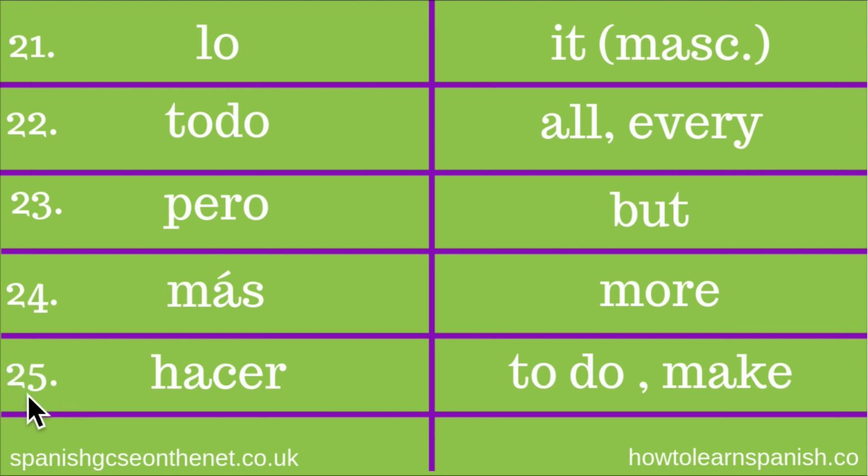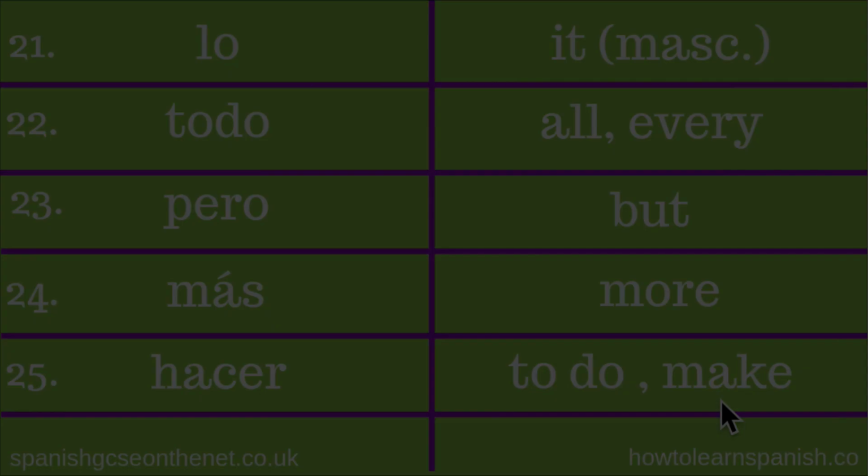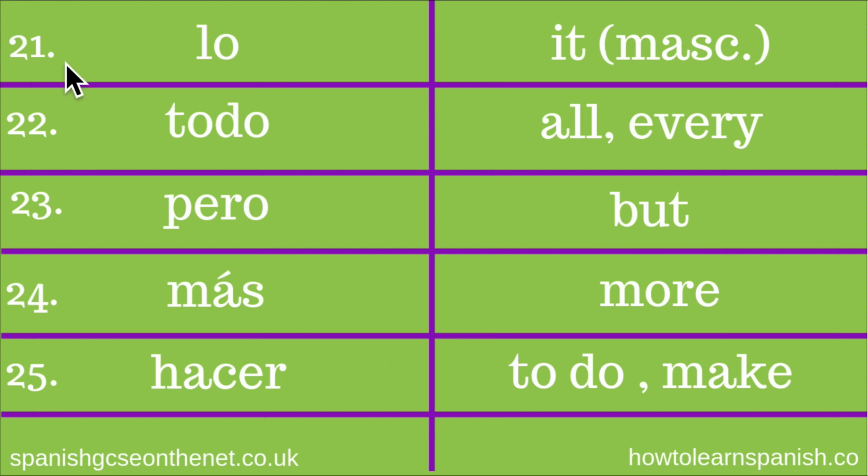25. Hacer. Hacer. Repeat it after me, hacer. And that means to do or to make. So there we have 21, 22, 23, 24 and 25, numbers 21 to 25 of the most common words in Spanish.